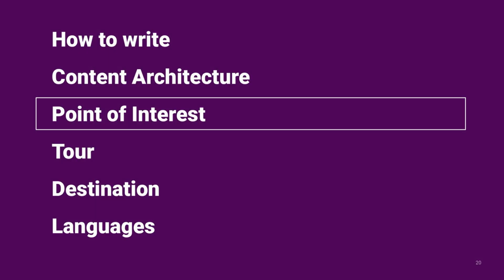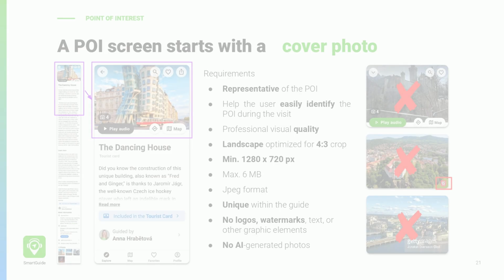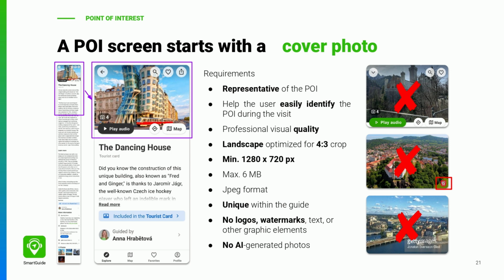Now let's move on to the main content building block, point of interest, or simply POI. A POI screen in SmartGuide starts with a cover photo. It should be attractive, well represent the POI and help the visitor easily identify the POI, should be horizontal and work well also when viewed as a small thumbnail in various lists and on map.